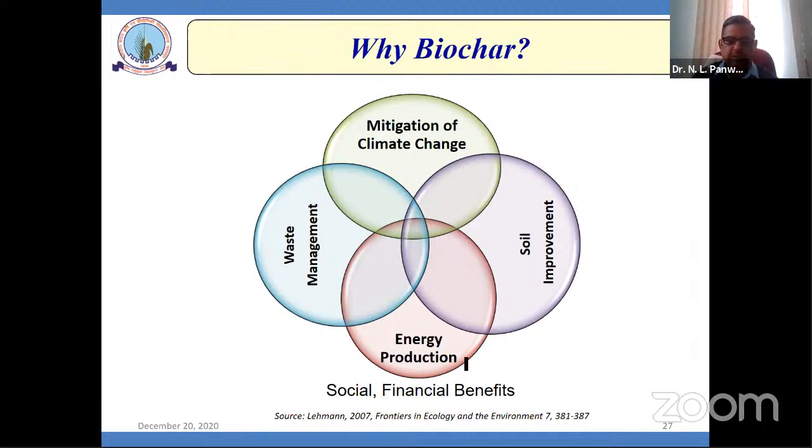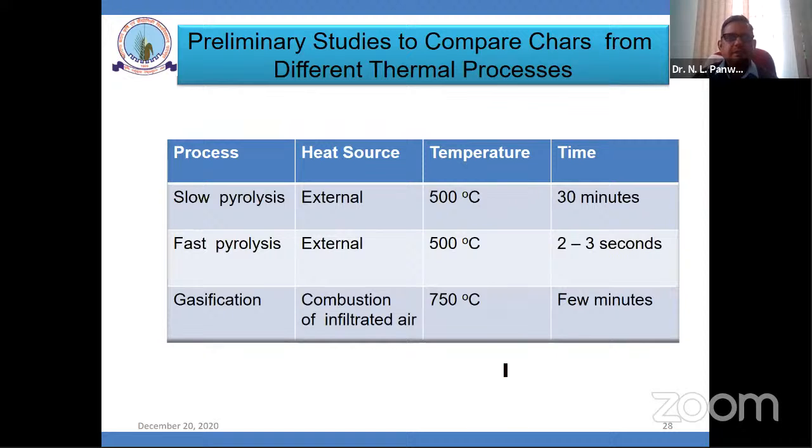Now see, okay, this is your primary study: if we produce this kind of char from different thermal conversion processes, as we discussed earlier. Slow pyrolysis is an external heating process that takes about 30 minutes, fast pyrolysis takes 2 to 3 seconds, and gasification takes a few minutes.